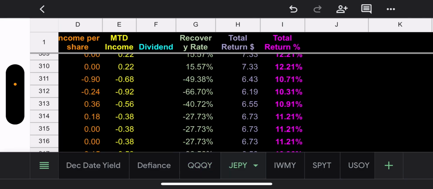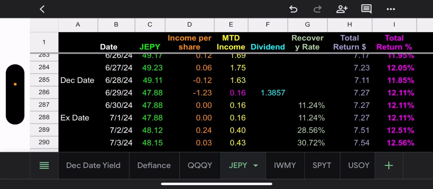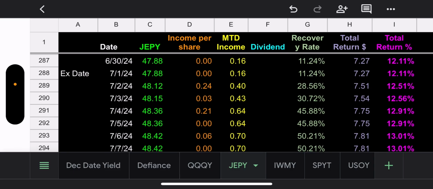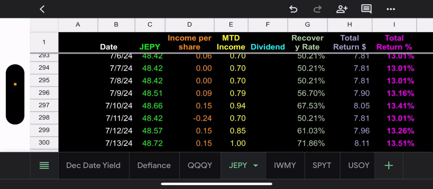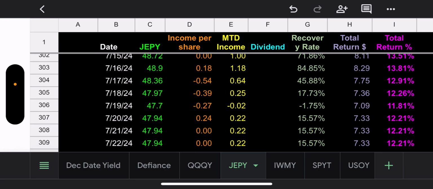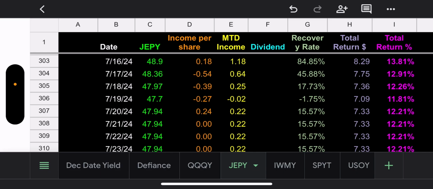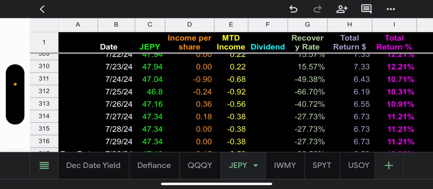All right, let's take a look at how JEPY did. Again, recovery rate wise, this is a new field, so we'll see how much they recovered. Again, they were on the way. They recovered 50, 60, up to 67%, up to 71%, even up to 84%. But then, as you know, towards the mid to late July, the market just said, okay, I'm going to poop on you.